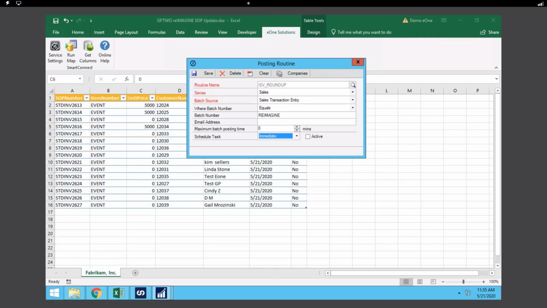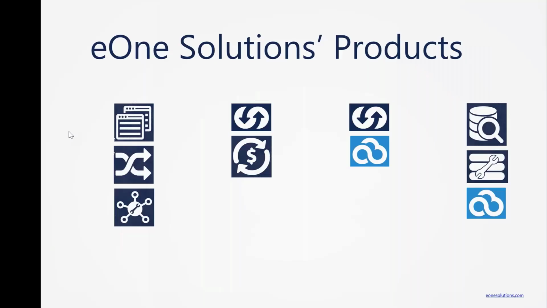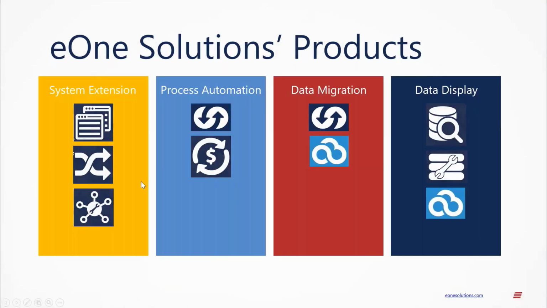All right, just to recap really quick what we just went through. Here is our summary slide. When we take a look at our four broad categories of integration, we've got system extension, where we have Extender, FlexiCoder, and Node Builder. Under process automation, we've got Smart Connect and Smart Post. Data migration, again, Smart Connect and PopDoc. And under data display, Smart View, Smart List Builder, and PopDoc.